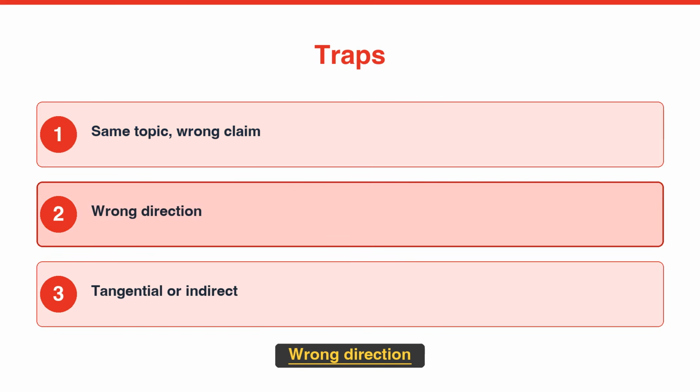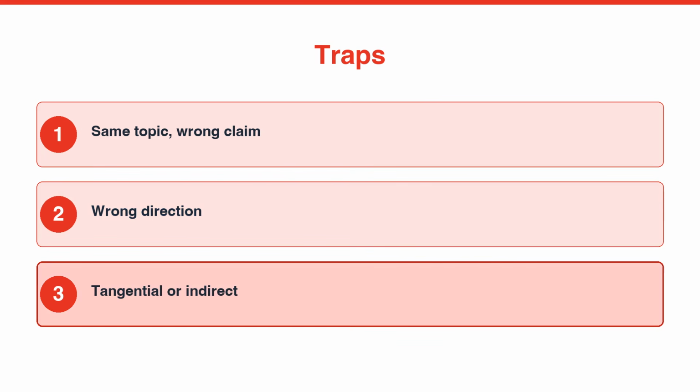Trap 2. Wrong direction. The choice bears on the claim but pushes the other way. It actually weakens it, or it props up the rival explanation the author argued against. Read it to the end. The other group did it too quietly collapses the very contrast the claim needs.